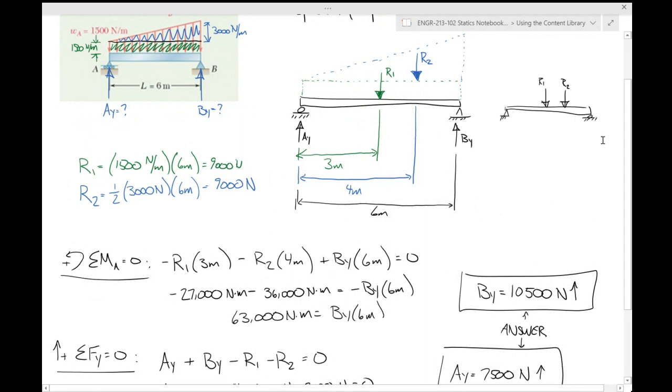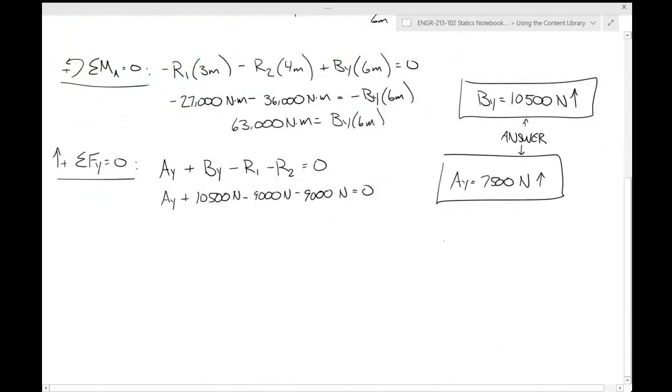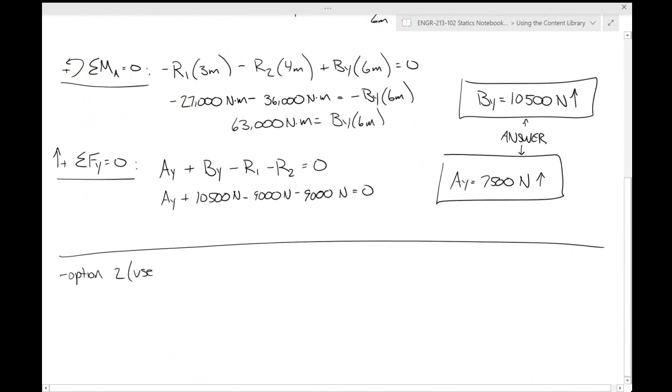Let me show you the second option. The second option, so option 2, is to use the resultant and the centroid. Here's what I mean by that. Okay, here's what I mean by the resultant and the centroid.